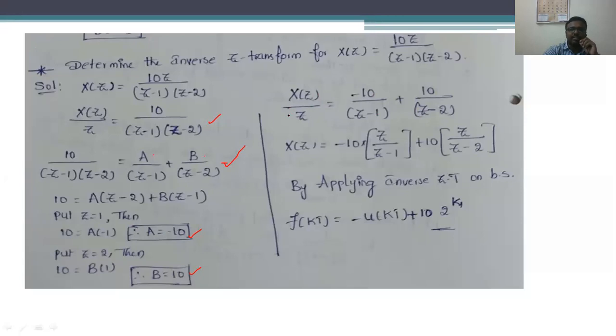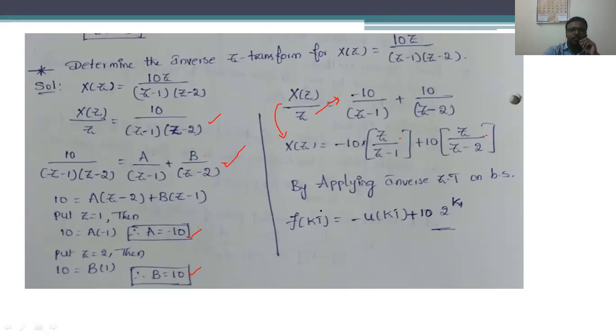After substituting this, just convert that x of z value, that is nothing but x of z divided by z into x of z. Just transferring that z value to the other side, the RHS. Therefore, x of z is equal to minus 10 into z divided by z minus 1 plus 10 into z divided by z minus 2. So it is going to be represented as a power k, and it is also as a power k.